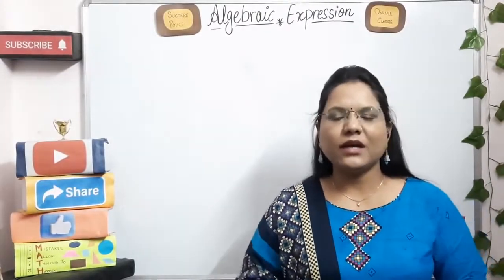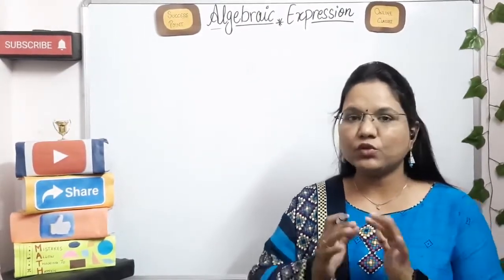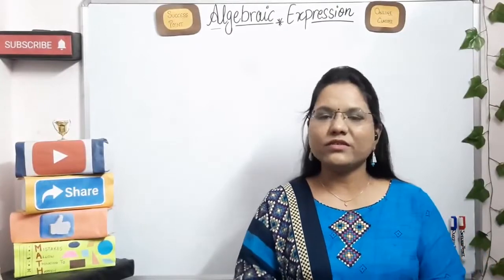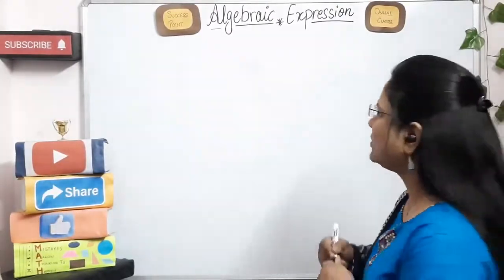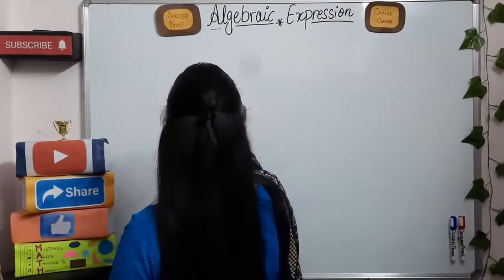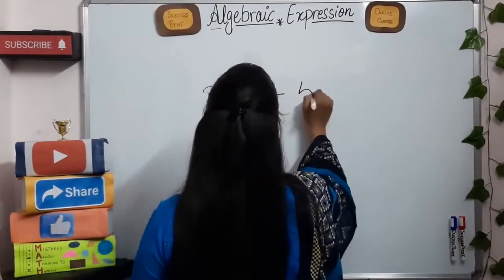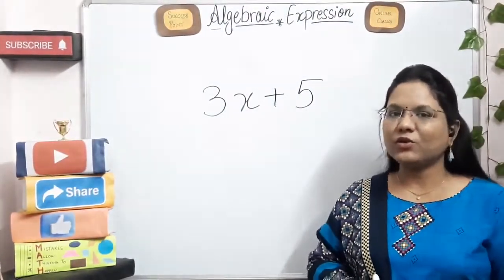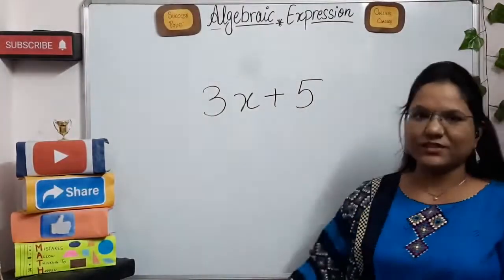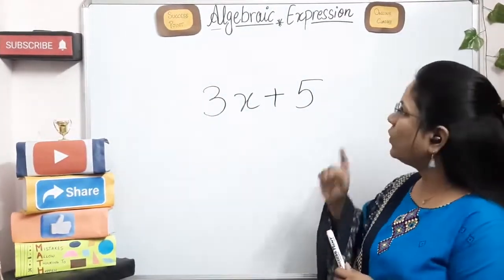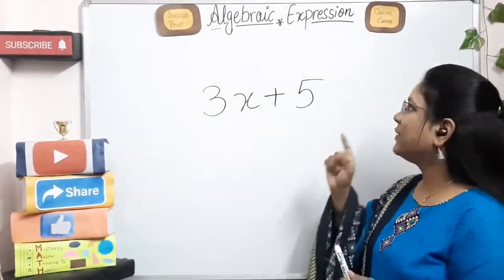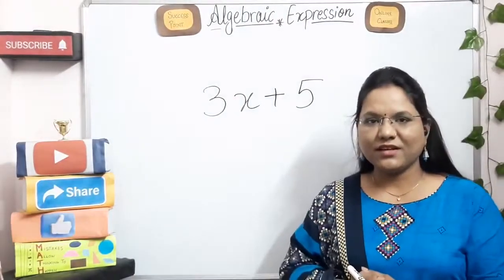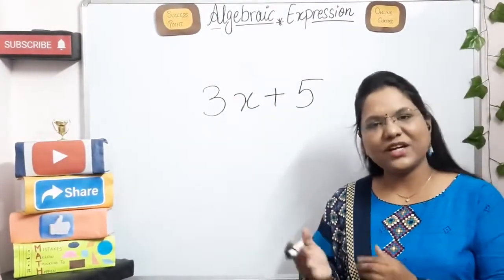Algebra helps us a lot in our day-to-day life. If we don't know any specific value, we can assume any letter. So it will become more interesting for us. Now let's understand some more terms. Let's take an example: 3x plus 5. What is it? Now we are going to understand the term expression. Just now we understood what algebra is. Now we are going to understand expression, because we should know which chapter we are doing: algebraic expression. What does algebraic expression mean? We should understand it now.